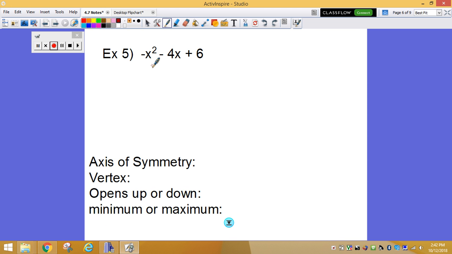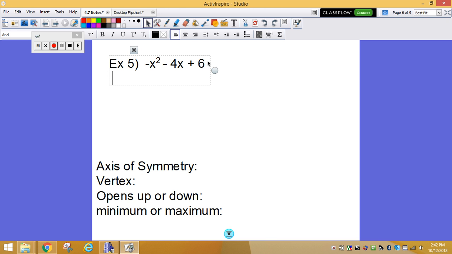Okay, so here's one where it's going to be a little different. So look at my very first x squared. Do you see how it's a negative? Well, that's a big no-no. Okay, we're not going to do that.